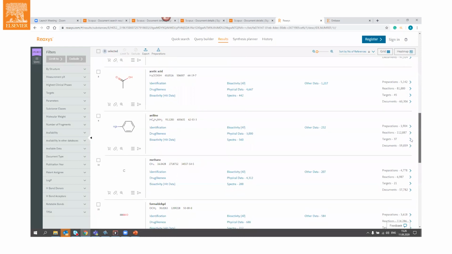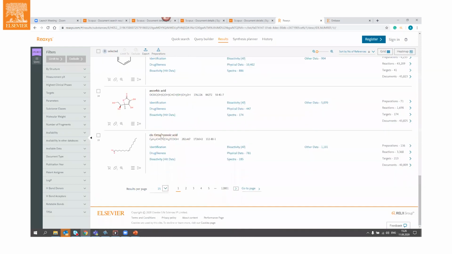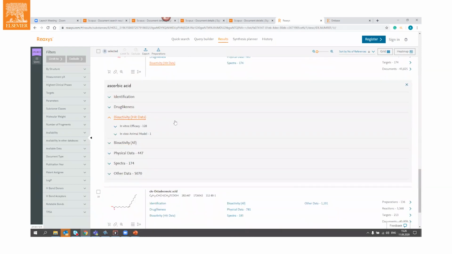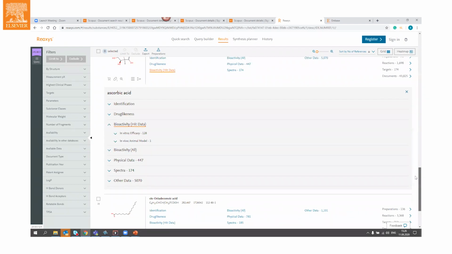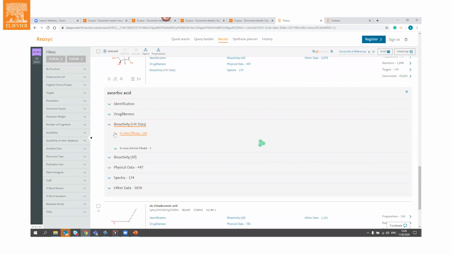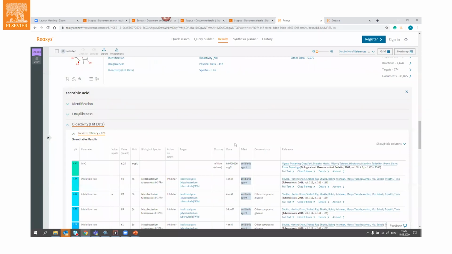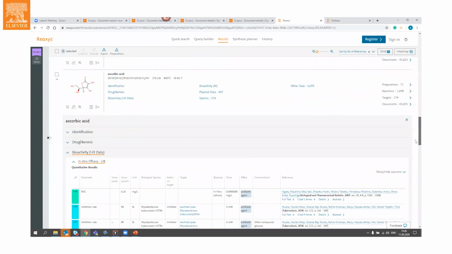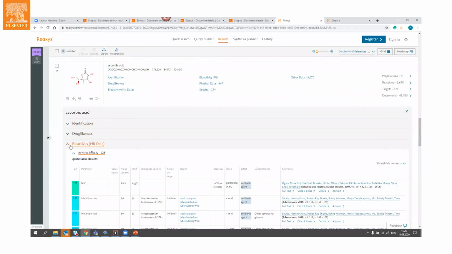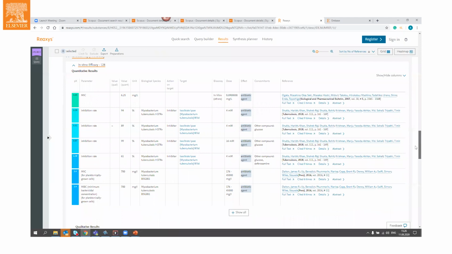Right now you get substances which have experimental data, because in Reaxys, in the medicinal chemistry module, we have a huge amount of bioactivity, and you can get access to it by browsing it. So you will see this bioactivity hit data. Just click on it and you will see this data, this table.